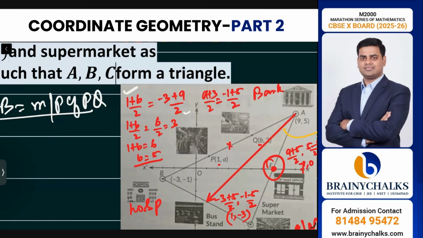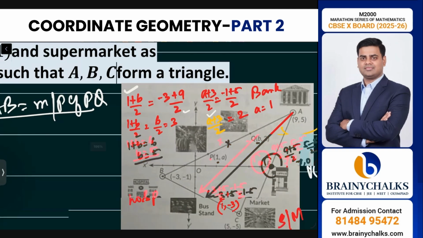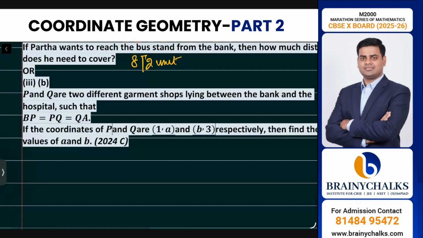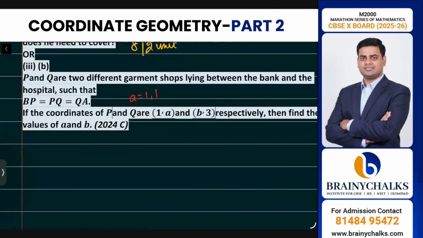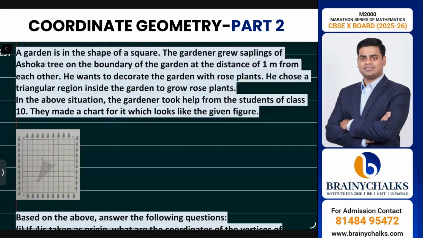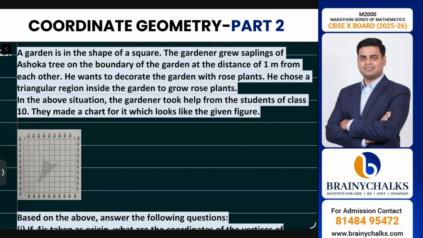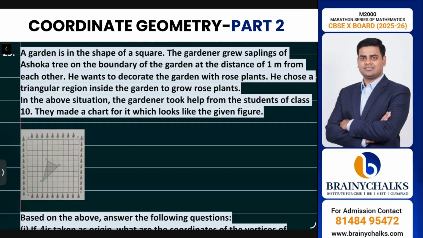Say yes or no. Similarly, for the y coordinate, a plus 3 by 2 is equal to minus 1 plus 5 by 2. So that becomes a plus 3 by 2 equal to 2. So a equal to 4 minus 3, 1. So a equal to 1, b equal to 5. This is the answer. Next in the question, a garden is in the shape of a square.